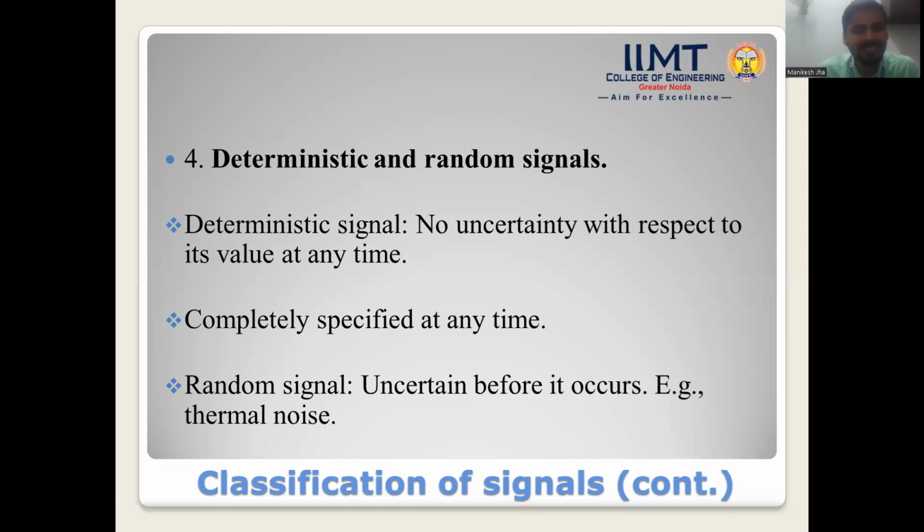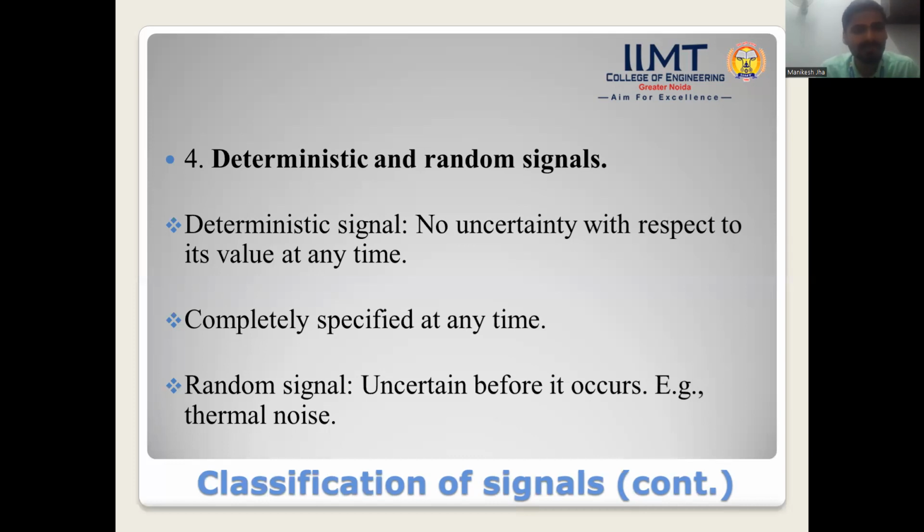Whereas random signals are those which change with time. We can't define that for a random signal x of t, at t equals 2 seconds it will be 2, and at t equals 5 seconds it will be 5. It can't be, because it is random.